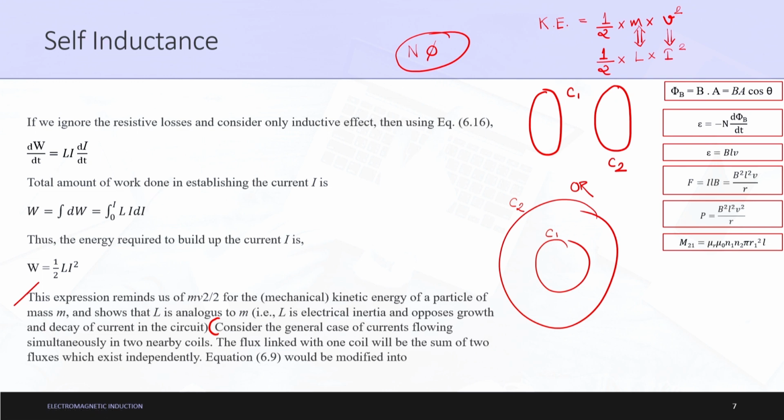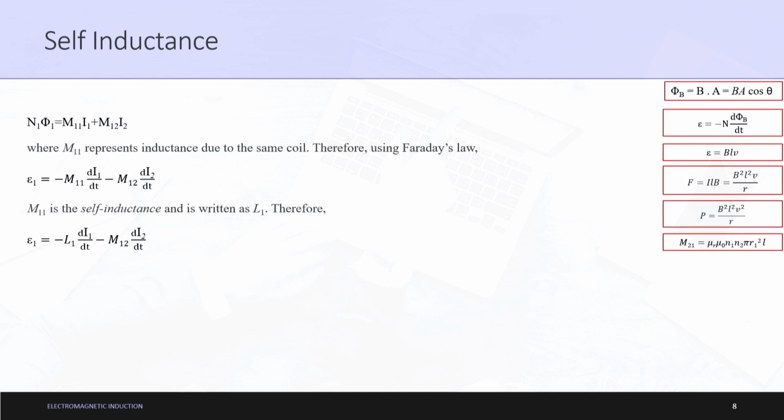So, here the total flux will be the addition of both; that is, superposition will be used for the total flux linkage to be calculated here. So, now the flux linked with one coil will be the sum of two fluxes which exist independently, and now equation 6.9, the next line, would be modified into N1 Phi1. Please understand the concept being discussed here carefully.